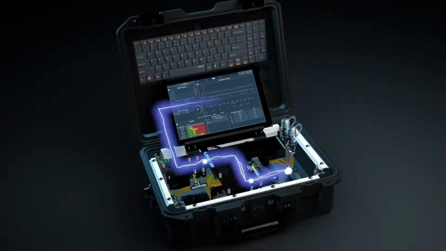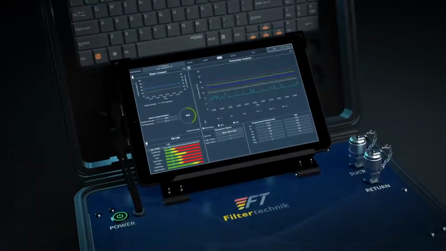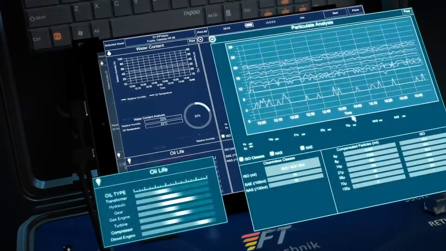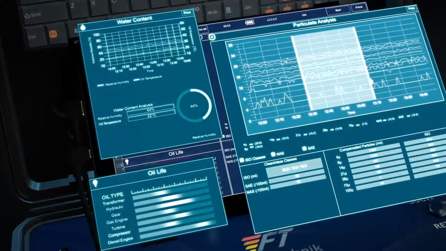Readings from all sensors are analyzed by our Oil Life software, calculating and displaying key information in a wide range of empowering infographics, charts, tables and datasets, with the ability to give average readings of specific sets of data.